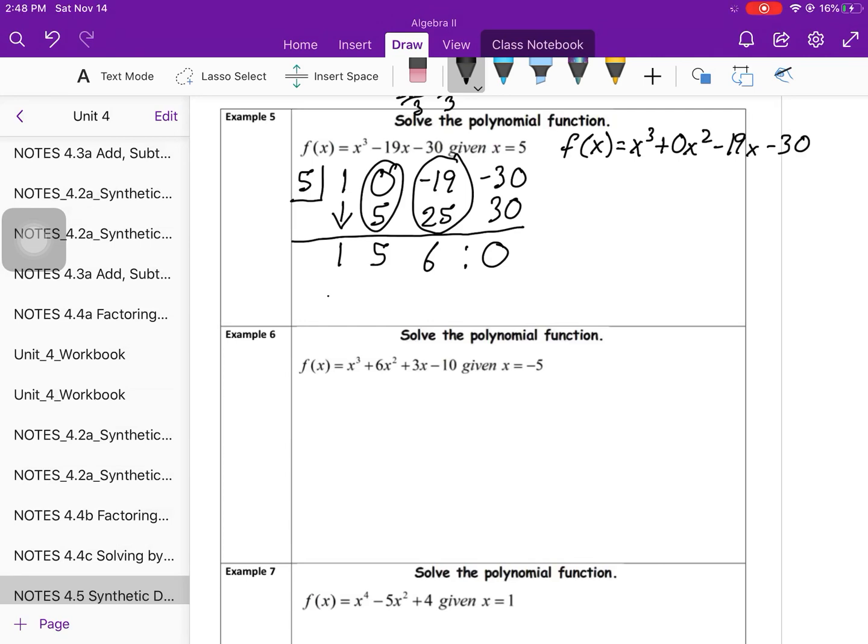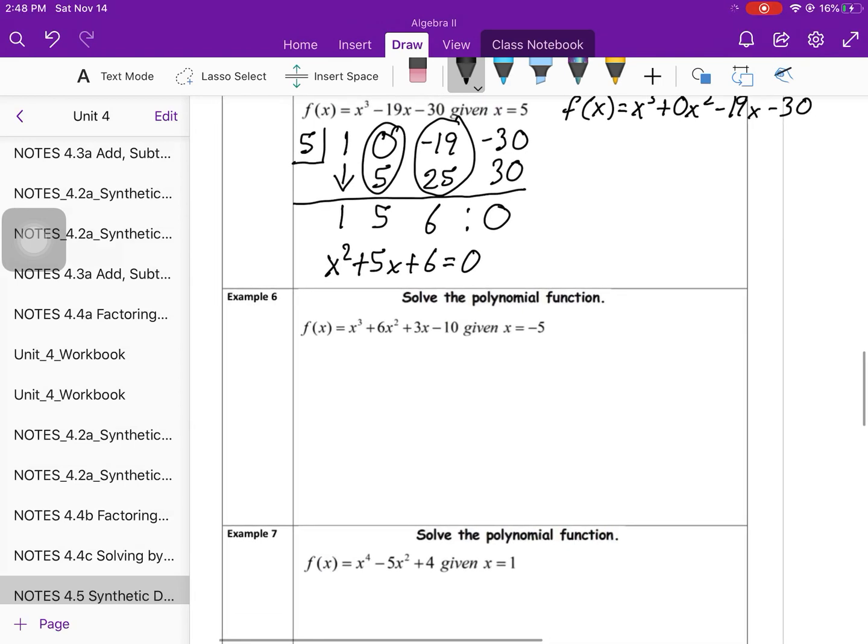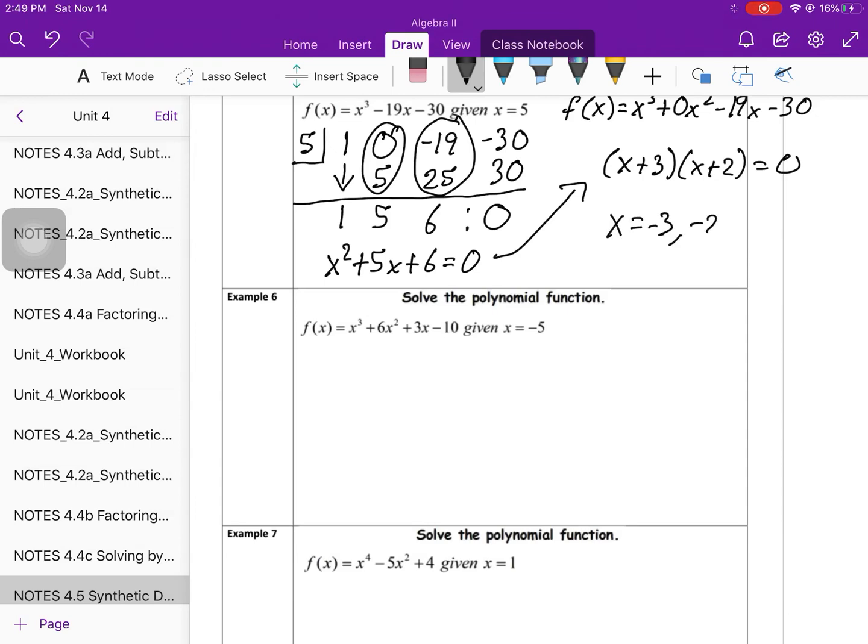So now we just write our coefficients. We would get x squared plus 5x plus 6, because those are all positives, now equal to 0. And this one works out really well. X squared plus 5x plus 6, those are super nice numbers. So we can factor that out as x plus 3 and x plus 2, factors of 6 that add to make 5. Okay, and then we know the solutions for those, just the opposite, negative 3 and negative 2.